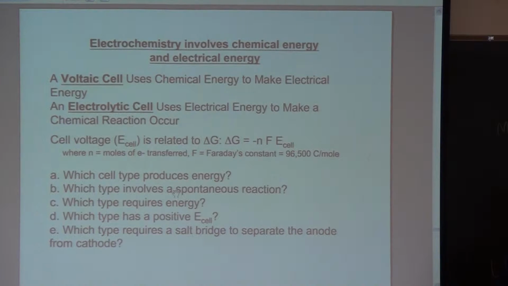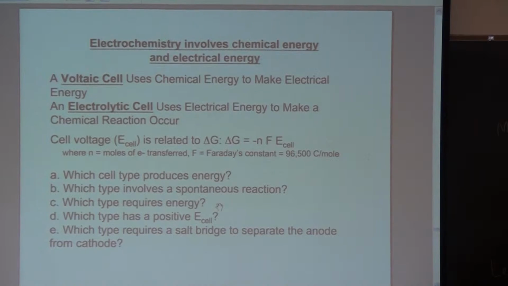For part B, which type involves a spontaneous reaction? The voltaic or electrolytic cell? Voltaic. So for part B, who says voltaic? Who says electrolytic? Okay, so for part B, the answer is voltaic. So again, note that based on this equation, if E cell for a battery or voltaic cell is positive, delta G is negative, which means that that reaction occurs spontaneously. So again, for parts A and B, those are voltaic cells.